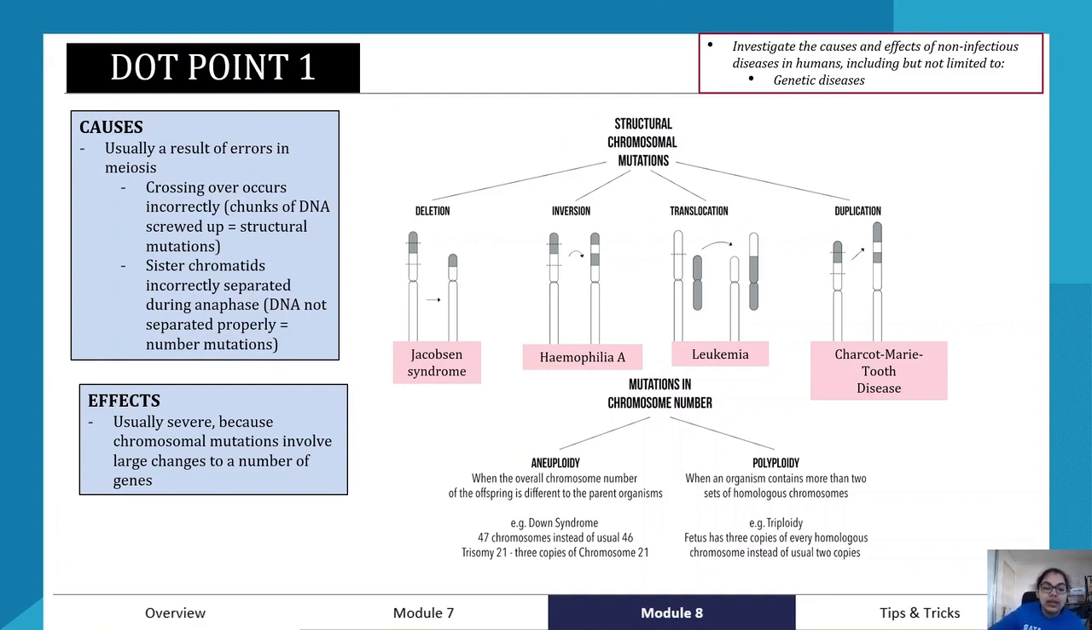So that's aneuploidy. Now, polyploidy is when an organism contains more than 2 sets of homologous chromosomes.